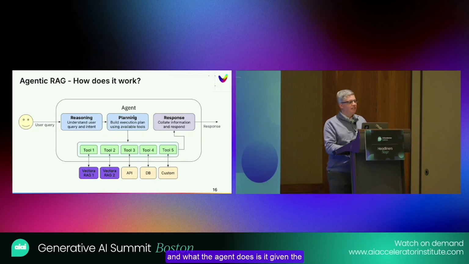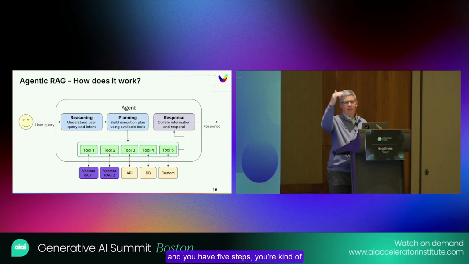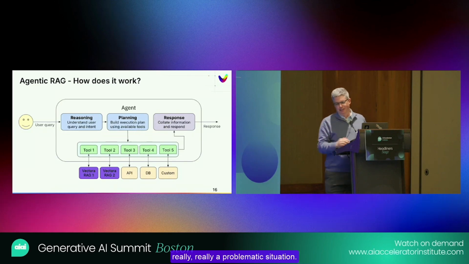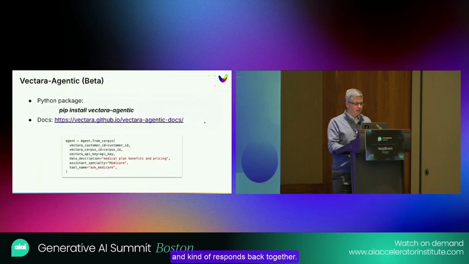What the agent does is, given the user query, it analyzes the query, sometimes breaks it down into different pieces, and decides how to answer it given the tools that it has. You can call one or more of these tools, combine the answers together, and usually it does it step by step. This is where you understand why hallucinations might be problematic: if step number 2 hallucinates and you have 5 steps, you're compounding the error over time. So it's really a problematic situation. But once it gets all the responses, it brings the information together and responds back.